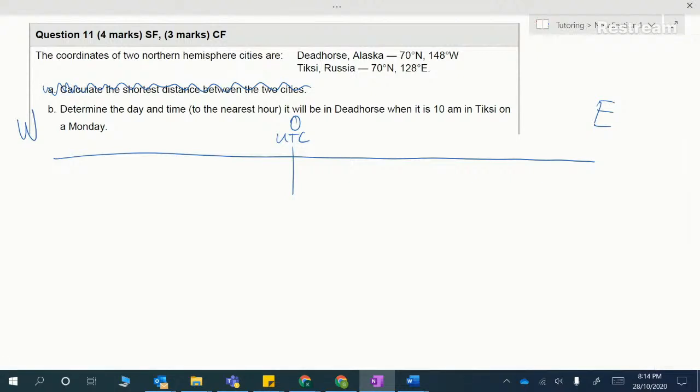So you can see Dead Horse in Alaska is about here at 148 degrees west, and then Tixie in Russia is about 128 degrees east, like that. Okay, so this is Dead Horse, and this is Tixie. I don't know if that's how you pronounce it, but that's how I'm doing it.